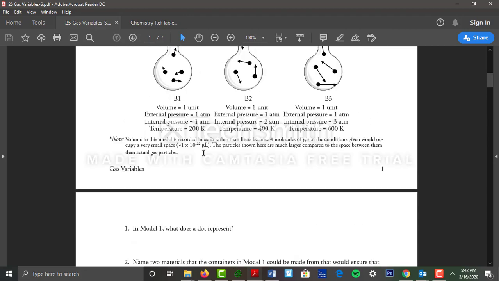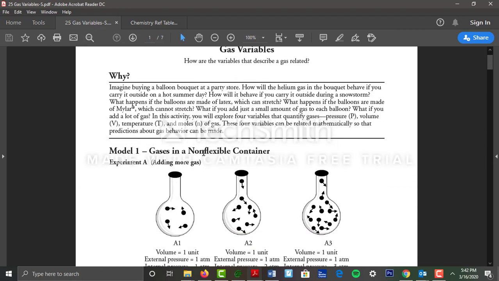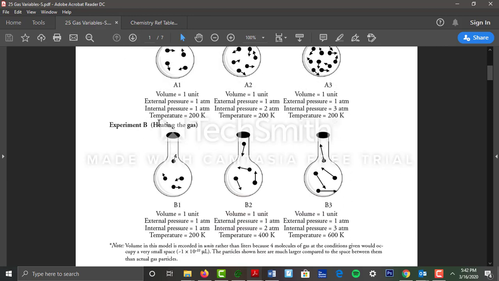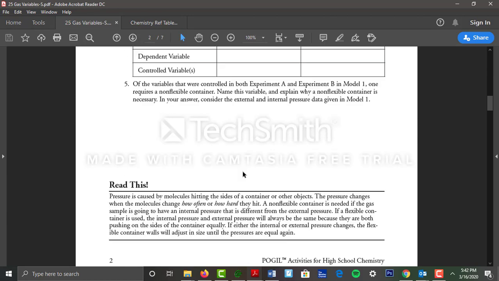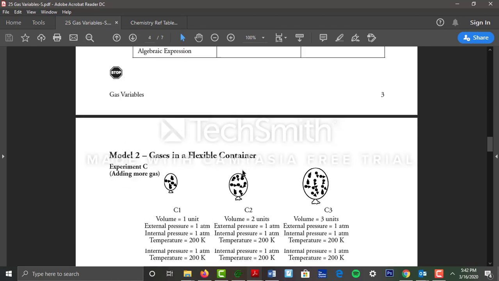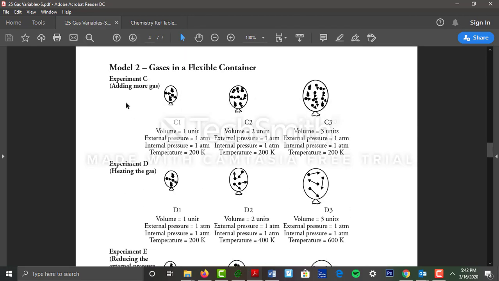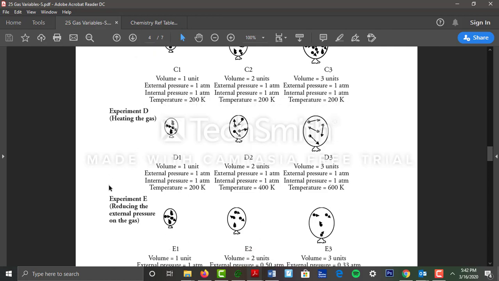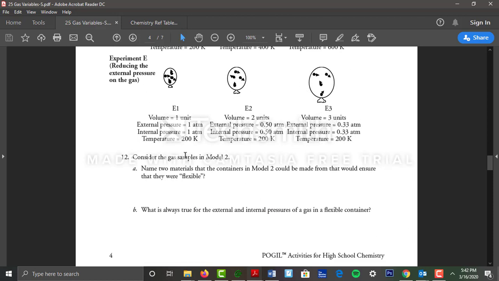if you remember, we were looking at gas variables and the relationship between what happens when you add more gas to a non-flexible container, and what happens when you heat a gas in a non-flexible container. We looked at what happens when you add more gas to a flexible container, heat gas in a flexible container, and what happens when you reduce the external pressure on a gas in a flexible container.